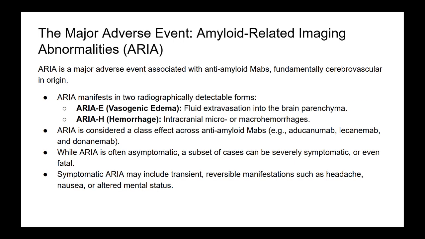The major adverse events commonly associated with anti-amyloid monoclonal antibodies, such as aducanumab, lecanemab, and donanemab, are collectively known as amyloid-related imaging abnormalities. These abnormalities are primarily of cerebrovascular origin and can be detected radiographically in two forms. The first form is vasogenic edema, which is swelling caused by the leakage of fluid from blood vessels. The second form includes intracranial microhemorrhages or macrohemorrhages, which are small or large bleeding events within the brain.